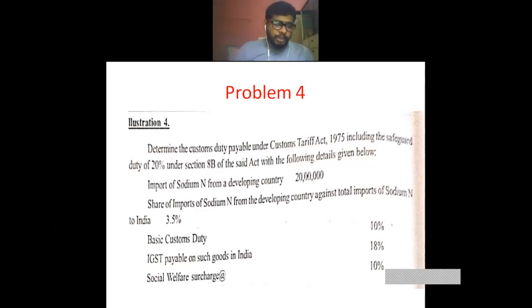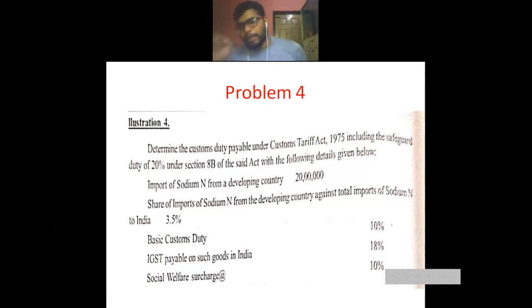Now what and all information is given? Import of sodium N from a developing country is 20 lakh, nothing but it is like assessable value. First we are writing this one, import of sodium N from a developing country is 20 lakh rupees. Next, the share of import of sodium N from the developing country against the total import of sodium N to India is 3.5%. Don't get confused. One note is there for this. I have included it in the solution part also. What is the note?